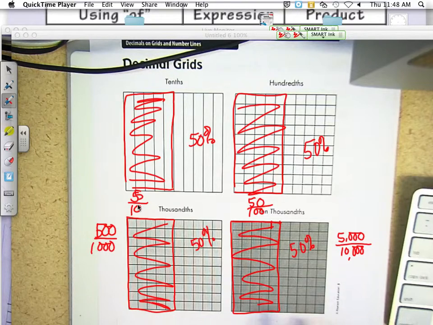Decimal-wise, if I shaded 5/10, I have 0.5, right? Are you okay? If I shaded 50 hundredths, how would I write that as a decimal? Noah? 0.50. If I shaded 500 thousandths, what would I write as a decimal?